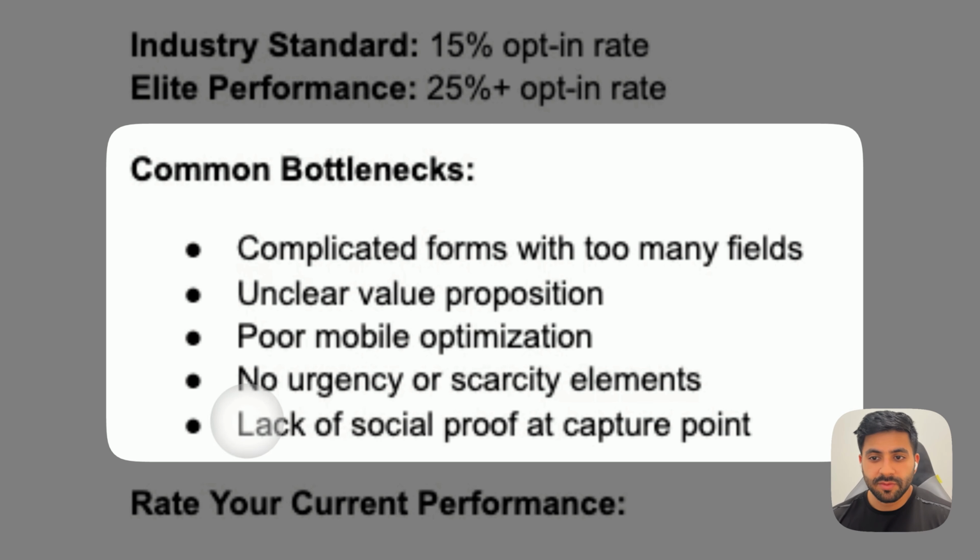Another common bottleneck is the lack of social proof at this capture point. When we see other people who have gone through the same experience who are similar to us, it reinforces the idea in our brain that we could also go through that same experience. So showing that key social proof at this stage allows people to trust you more with this information, right?